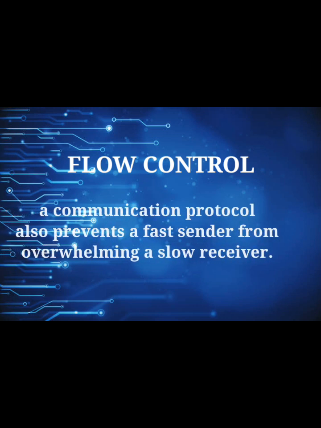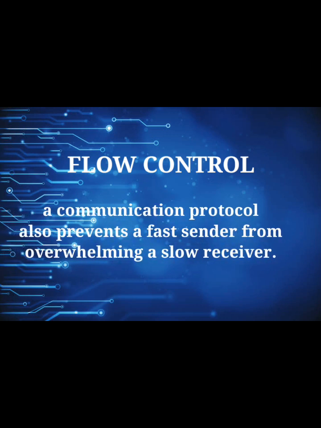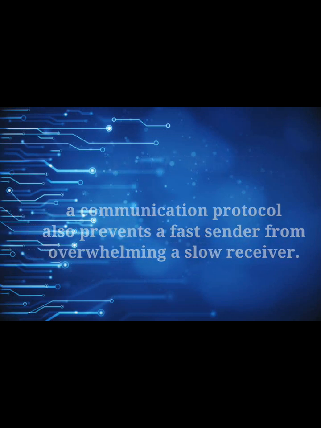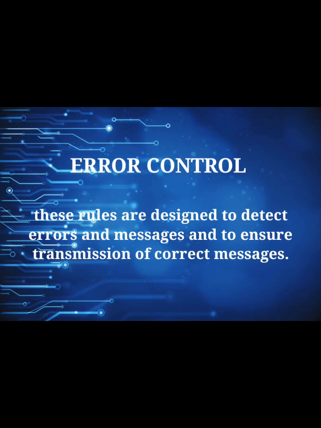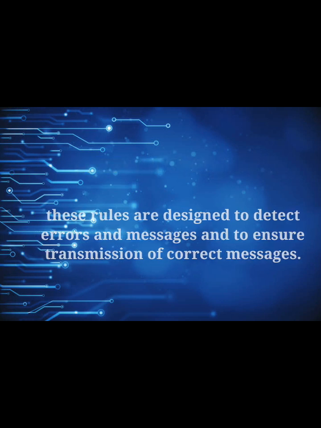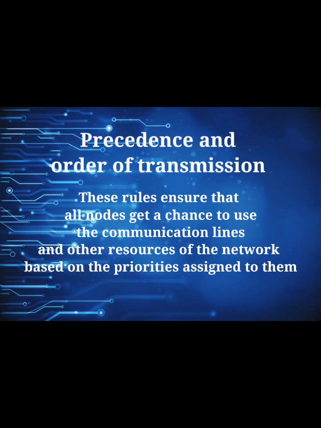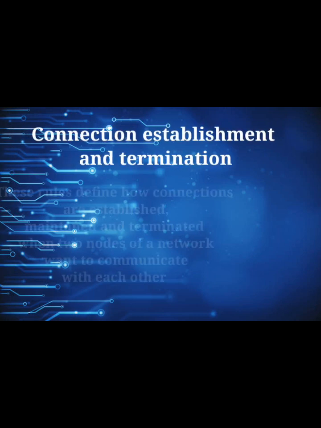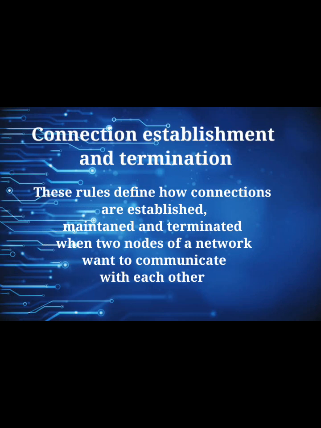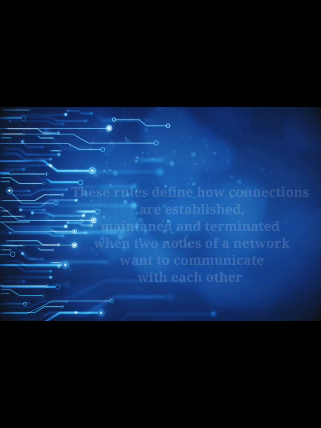Flow control. A communication protocol also prevents a fast sender from overwhelming a slow receiver. Error control. These rules are designed to detect errors in messages and ensure transmission of the correct message. Priority and order of transmission. These rules ensure that all the nodes get a chance to use the communication line and other resources of the network. Connection establishment and termination. These rules define how connections are established, maintained, and terminated.